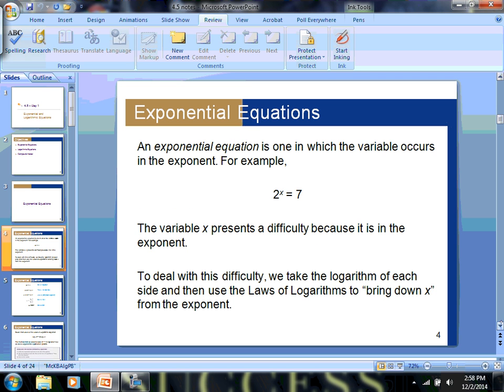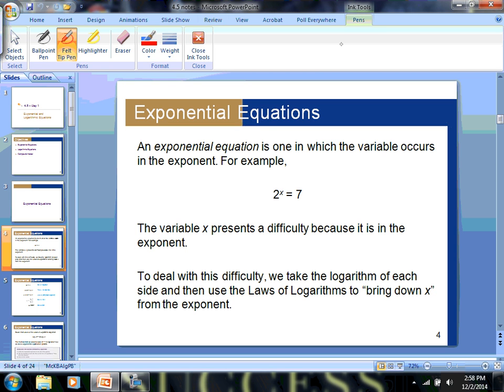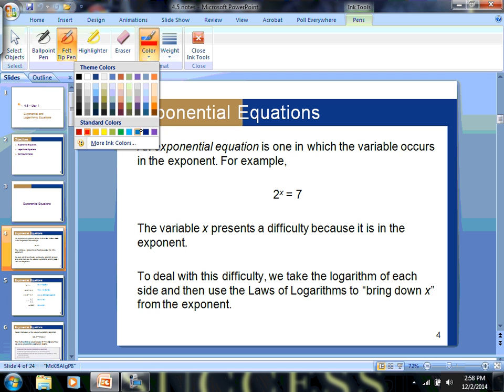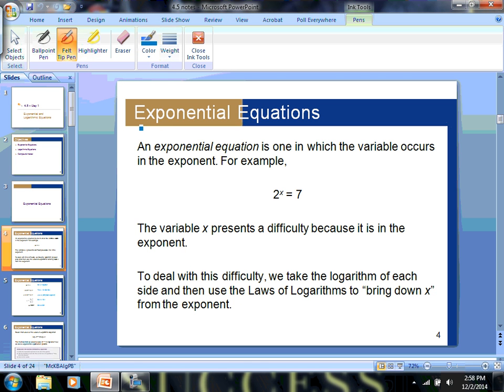Now, when you have an exponential equation, you have to remember that that means that the variable is going to be in the exponent. And the way we solve these to basically get that variable out of the exponent is with a logarithm. So down here at the bottom it says that we take the logarithm of each side and then bring down whatever's in that exponent. And then that'll help us get it at a linear level that we'll be able to solve algebraically.